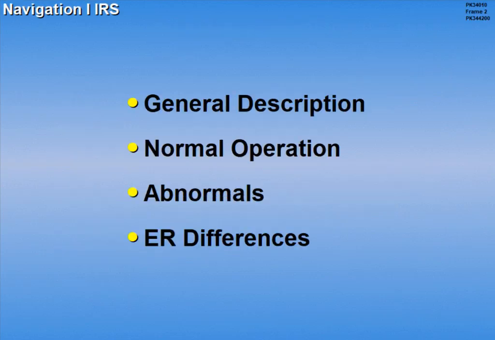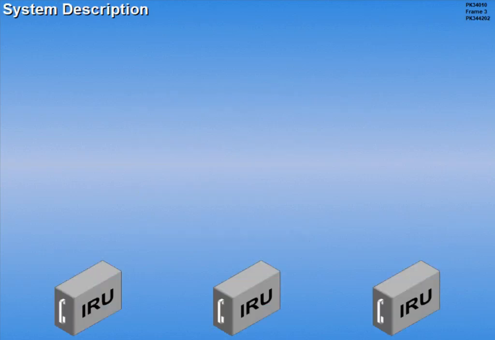The Inertial Reference System, or IRS, will be presented in 4 sections. Let's begin with a general description. The Inertial Reference System consists of 3 inertial reference units, or IRUs. The IRUs are designated left, center, and right.